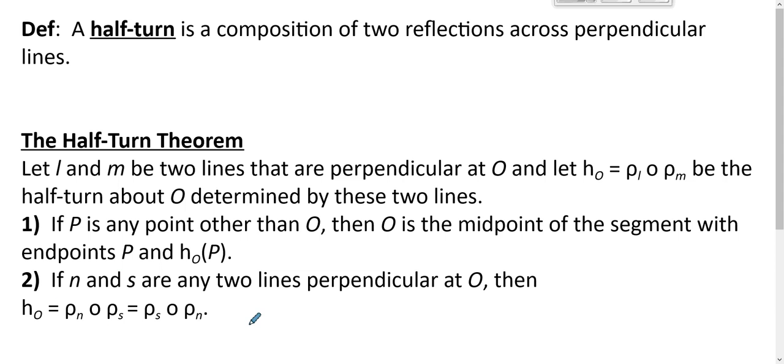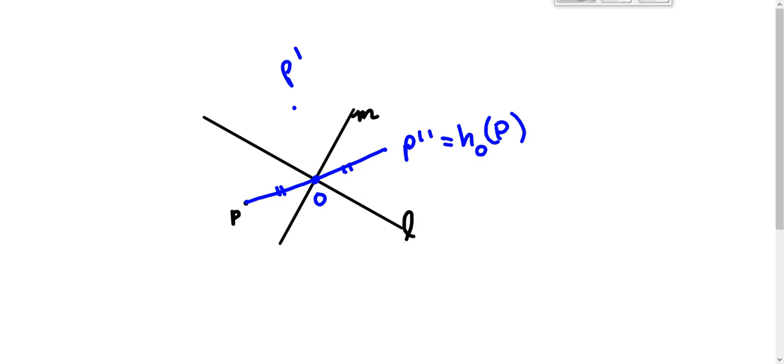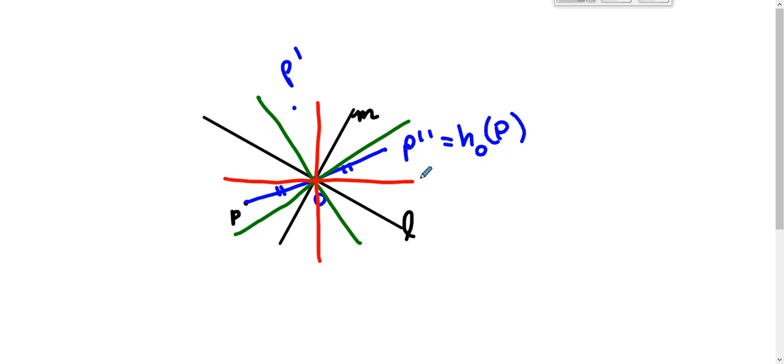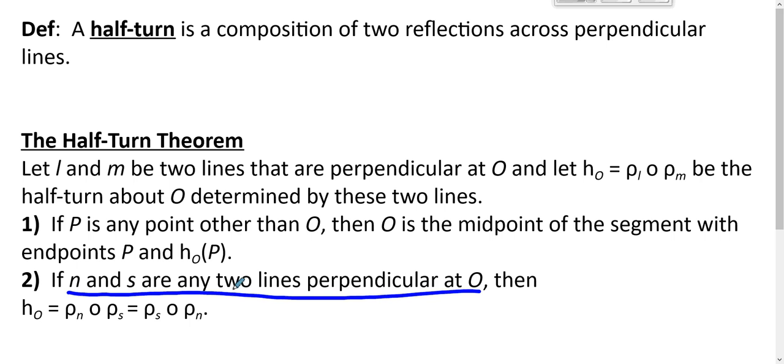But this is also an interesting idea. If N and S are any two lines perpendicular at O, then they do the same thing that L and M did. There is nothing special about lines L and M. We could have chosen these two perpendicular lines, or these two perpendicular lines. It matters not. They could be the black lines, the green lines, the red lines. It does not matter. Any two lines that are perpendicular at O do a half turn the same way that L and M do.